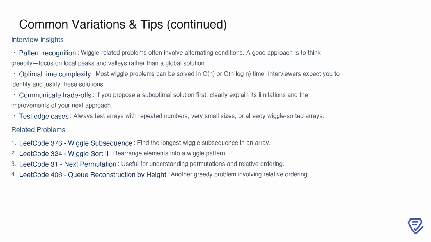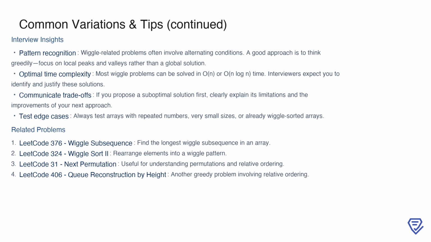Now, let's talk about insights that are particularly useful in interviews. Wiggle-related problems often revolve around pattern recognition, where you alternate between conditions like peaks and valleys. A greedy approach is usually the best way to think about these problems, focusing on local adjustments instead of aiming for a global solution upfront. Interviewers also expect you to identify optimal time complexities. Most wiggle problems can be solved in O(n) or O(n log n) time, and it's important to justify why your solution is efficient. If you start with a suboptimal solution, make sure to clearly communicate its trade-offs and explain how your final solution addresses those limitations.